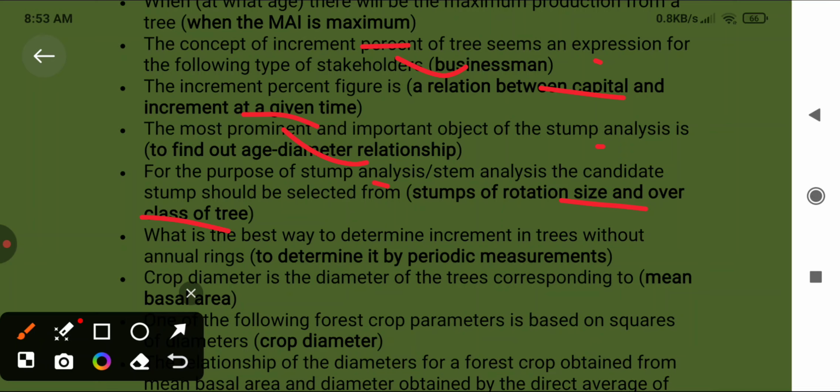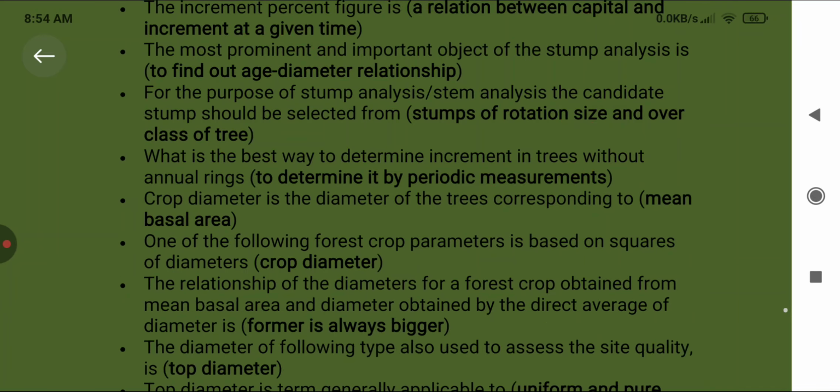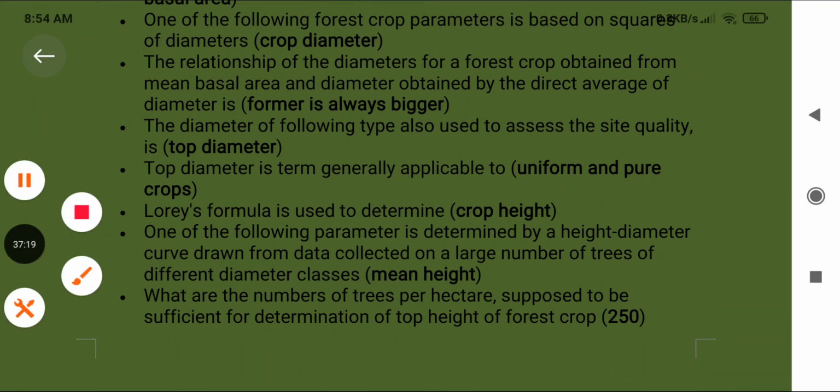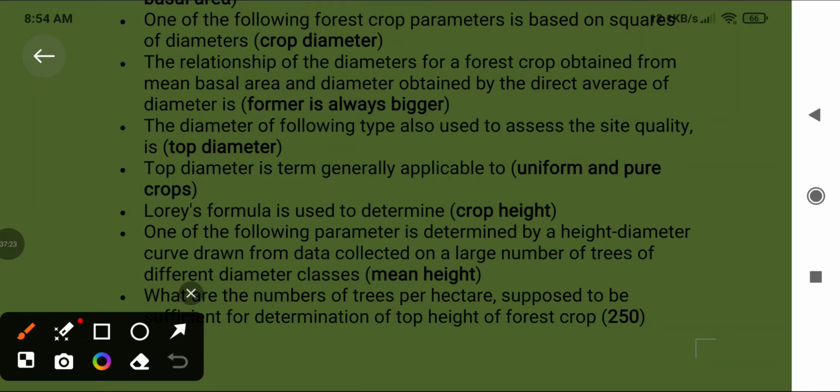What is the best way to determine increment in tree without annual ring? It is to determine it by periodic measurement. Crop diameter is the diameter of a tree corresponding to mean basal area. And we can see one of the following forest crop parameters is based on square of diameter: crop diameter. The relationship of the diameter of a forest crop obtained from mean basal area and diameter obtained by the direct average of diameter is, former is always bigger.